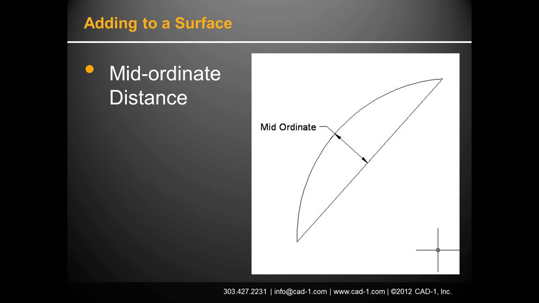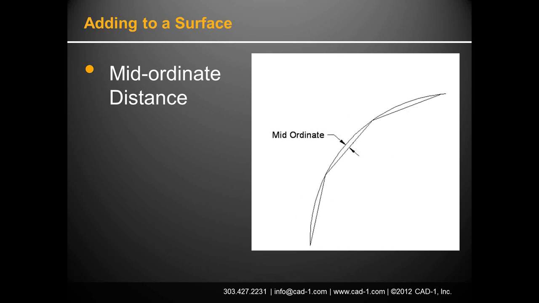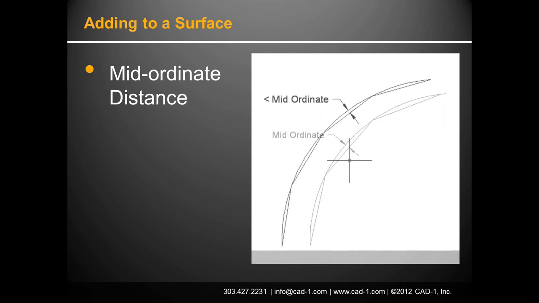Now when we specify a mid-ordinate distance, this is what's going to happen here. It draws a series of lines along the curve so that those lines have that mid-ordinate distance. The default in Civil 3D is 1 foot. So the distance here between the midpoint of the line and the midpoint of the curve is going to be 1 foot. But if you notice, there's a slight little bit left over. And so it's going to take those points and redistribute them along there so that along that curve, none of those mid-ordinate distances are going to be greater than the mid-ordinate distance that we specified.